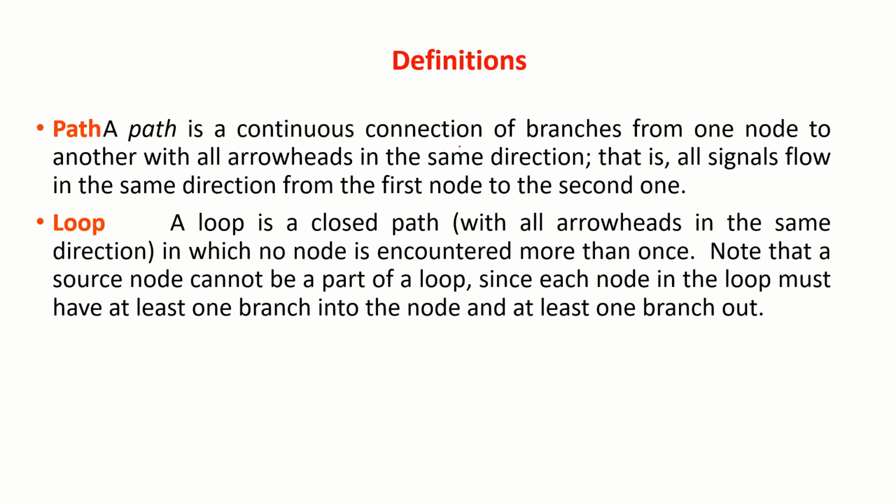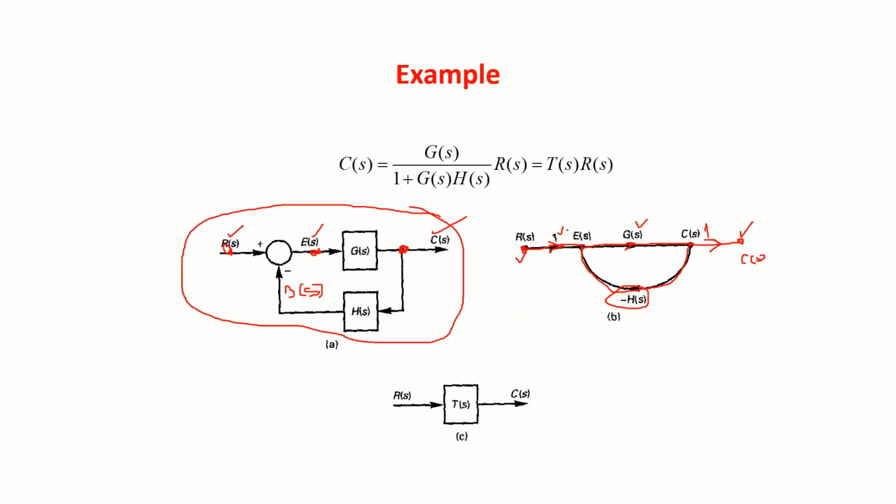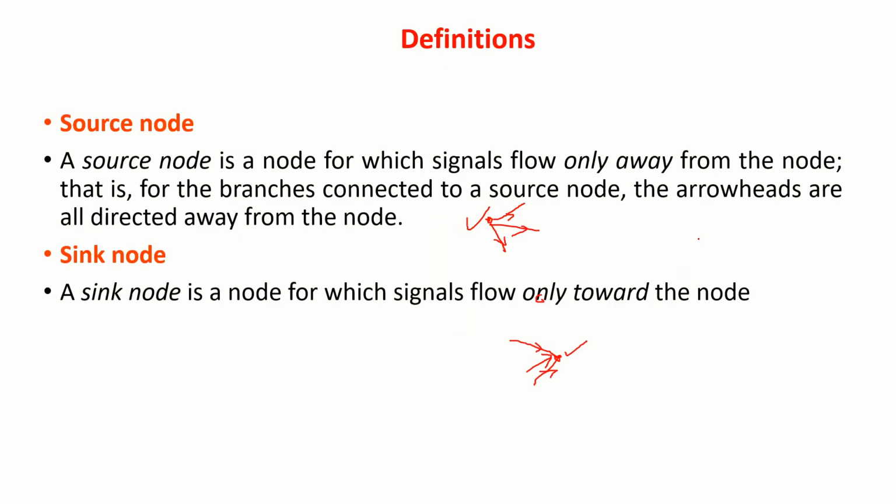A path is a continuous connection of branches from one node to another with all arrowheads in the same direction. That is, all signals flow in the same direction from the first node to the second. So this one, start here, go in this direction, this becomes a forward path.